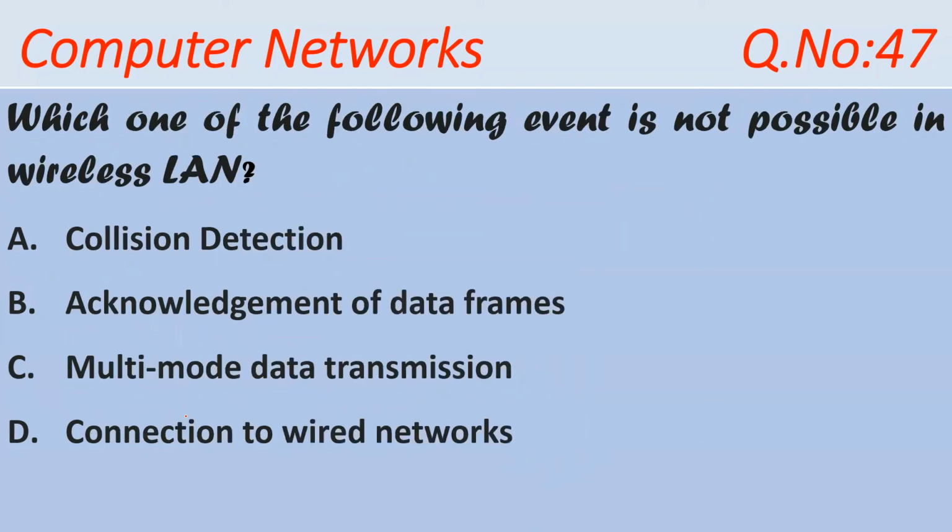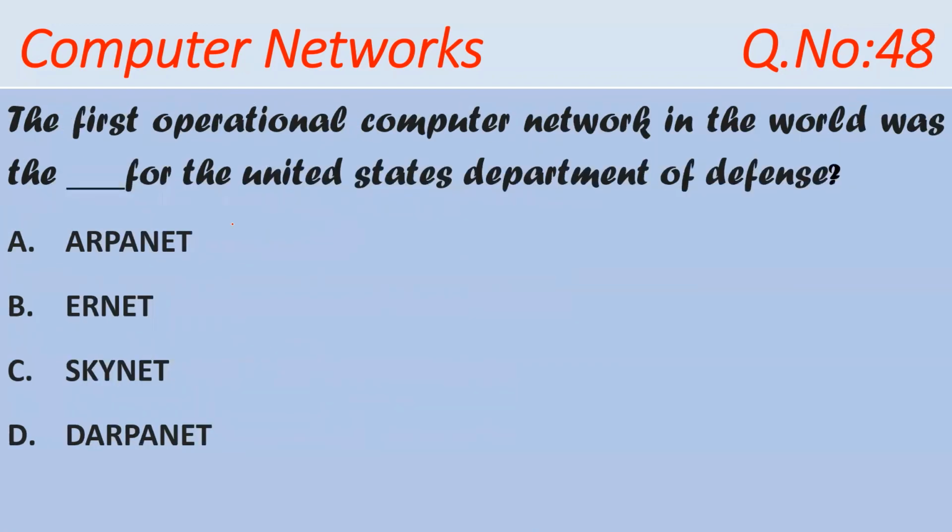And next question, which one of the following events is not possible in the wireless LANs? So which is not possible? So as I already told you, in the wireless LANs, collision detection is not possible. So that's the reason why we go with collision avoidance. So the option is A.